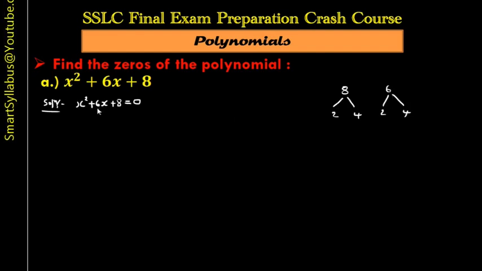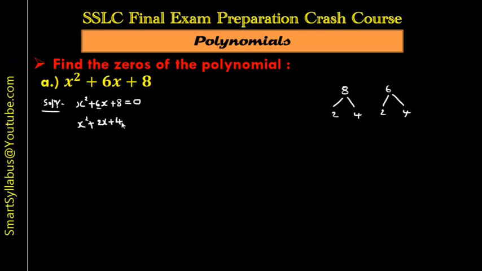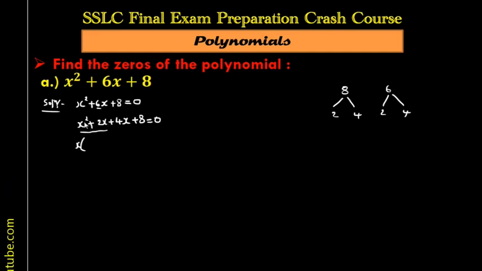Using that, split this middle term. X square plus 6x can be written as x square plus 2x plus 4x plus 8 as it is. Take something common from this if available. From x square plus 2x, the number is not common, so the common term is nothing but x. Take the x out. From x square, x is gone, so what is remaining? Just x plus. From 2x, x is out, so 2 is remaining.